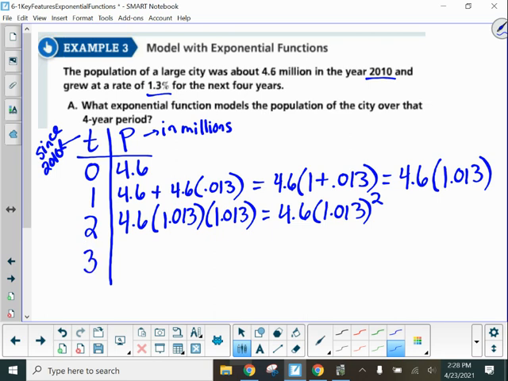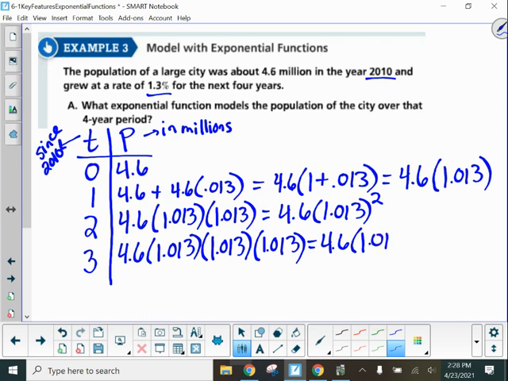Now I have 3 years, so I'm multiplying by another 1.013, because you're always taking the previous value, figuring out what that 1.3% is, and then adding it back on. So that's where you get the 1.013. That's going to be 4.6 times 1.013 to the 3rd power. And of course, this 4th one is going to be the same thing, but to the 4th power.